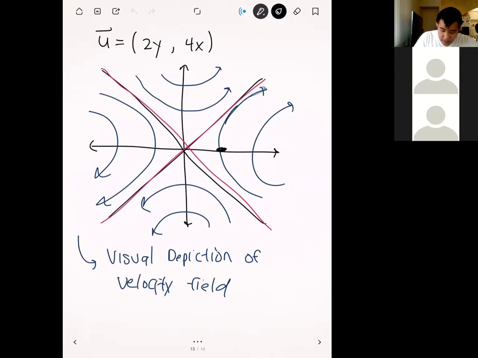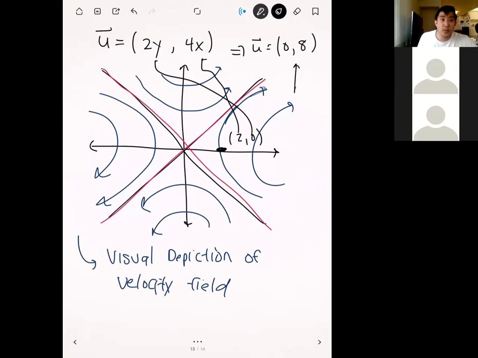Let's say that this location has the coordinates 2, 0. What we can do is plug these into our expression up here. If we plug in 2 for x and 0 for y, then what we get is u is equal to 0, 8. And 0, 8 is a vector that points up like that. So all we have to do is plug in values for x and y and then see which direction that vector goes. And that tells us which direction the flow is going to go. Okay, thank you.